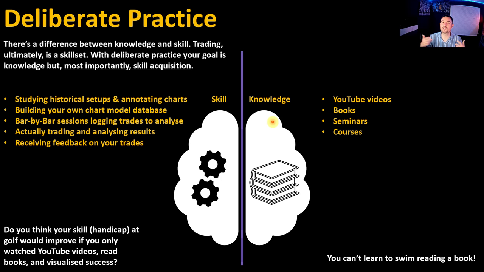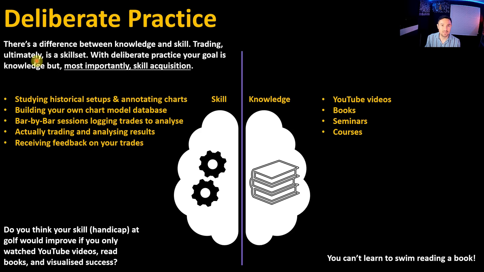And it goes back to Arnold's thing of if you want to grow muscle, reps and sets. There's no shortcut. Reps and sets, feedback loops, okay? Reps and sets, feedback loop. So there is a difference between knowledge and skill, okay? Trading ultimately is a skill set. It's not a knowledge quiz, it's a skill set.